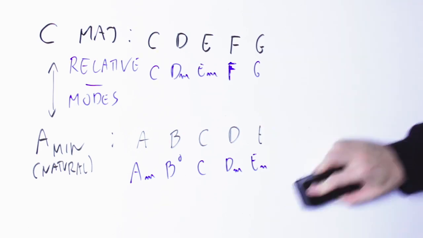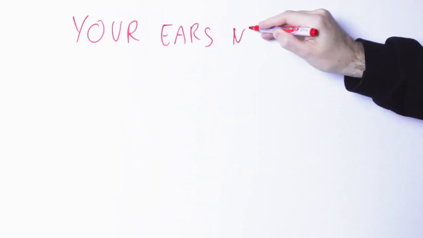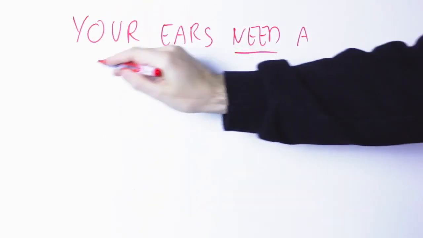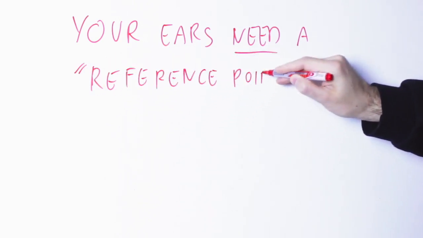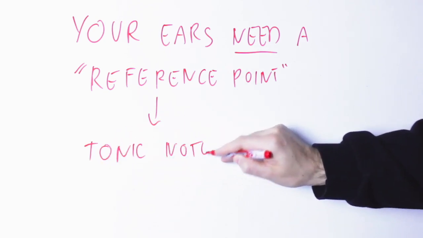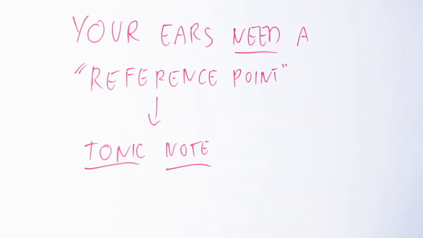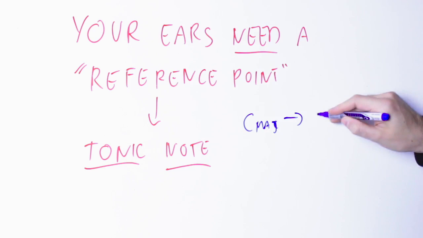Anyway, why do those two things sound different? Because to understand a piece of music, your ears need a reference point. They need a pitch that is perceived as more important than the others. And then all the other pitches in the scale are relative to that pitch. This pitch is the tonic of the scale. In C major, the tonic is the C.